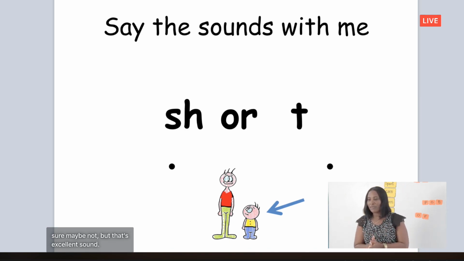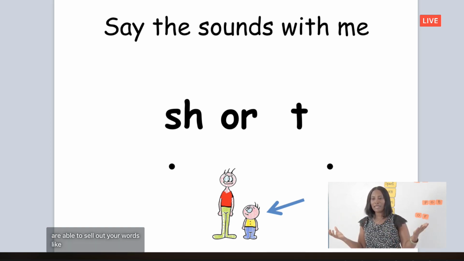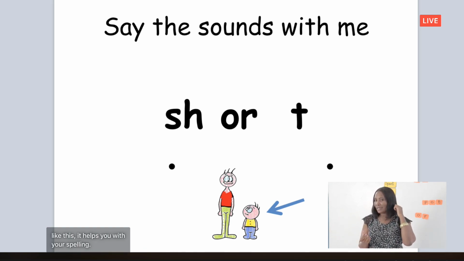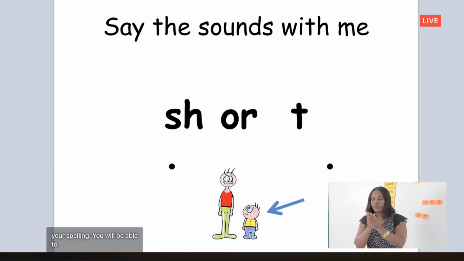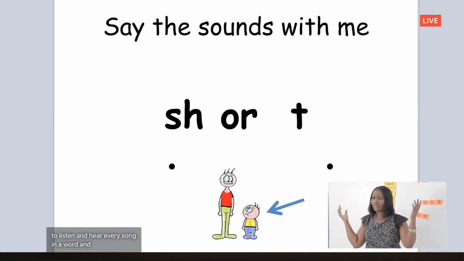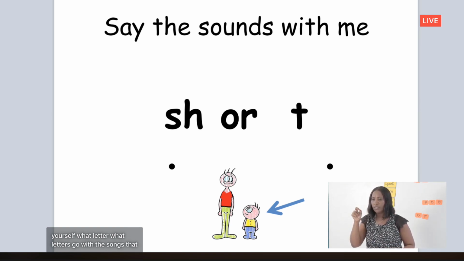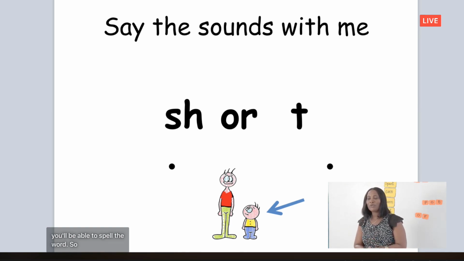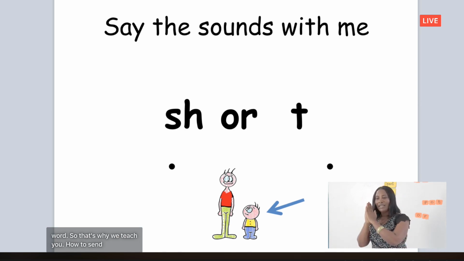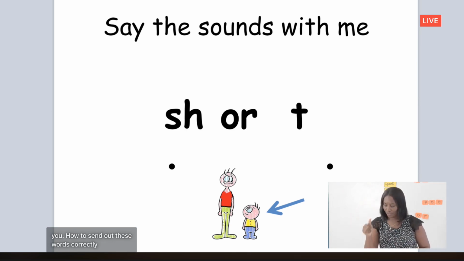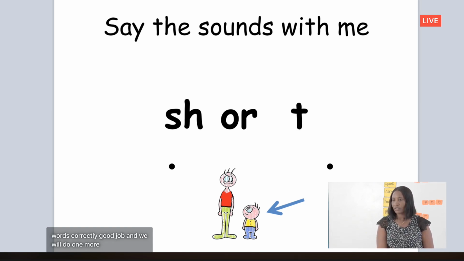When you are able to sound out your words like this, it helps you with your spelling. You will be able to listen and hear every sound in a word. And then you can ask yourself, what letters go with these sounds and you will be able to spell the word. So that's why we're teaching you how to sound out these words correctly. Good job. And we will do one more, just one more.